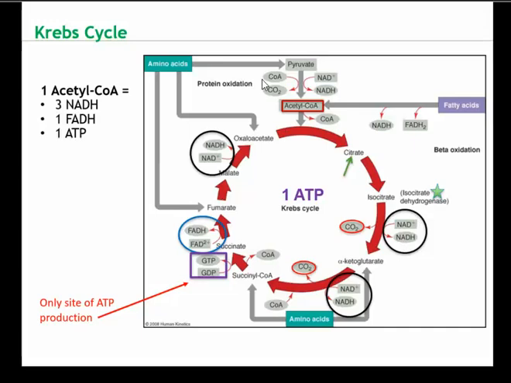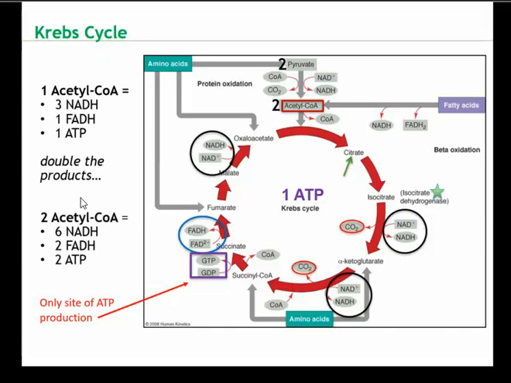So after one acetyl-CoA enters and goes through these 8 steps, we have 3 NADHs produced in the black circles. We have 1 FADH in the blue circle, 1 ATP, which we know was our guanosine triphosphate. But we have to double the products because we started with 2 pyruvates equaling 2 acetyl-CoAs. So the second acetyl-CoA has to go through the same process. When we double the products, we now have 6 NADH, 2 FADH, and 2 ATP after 2 turns of the cycle.